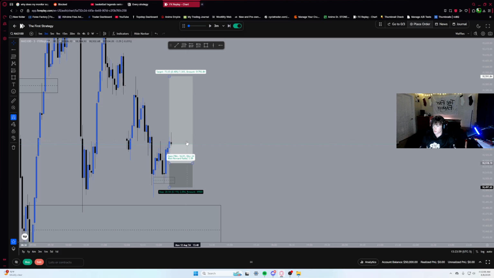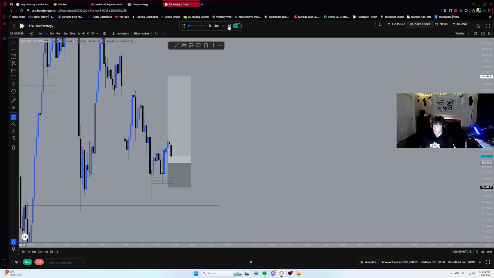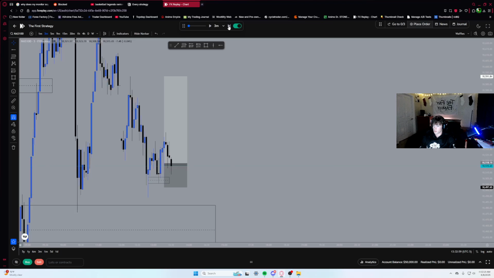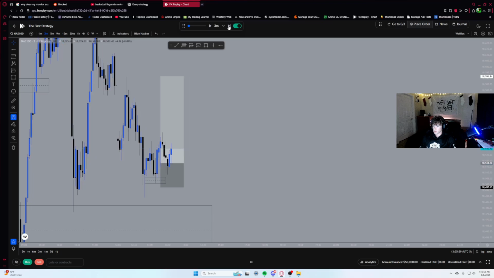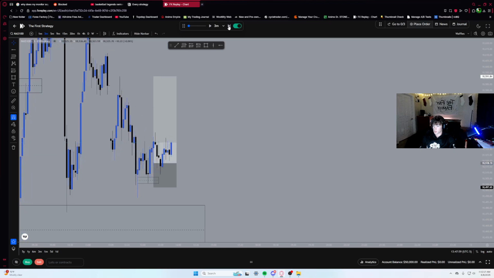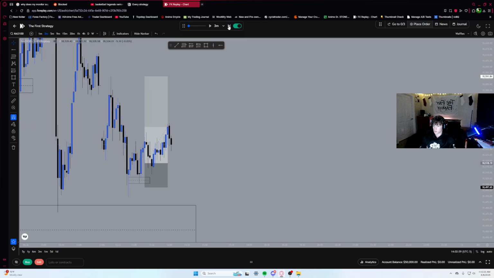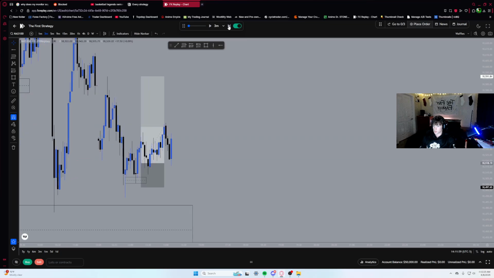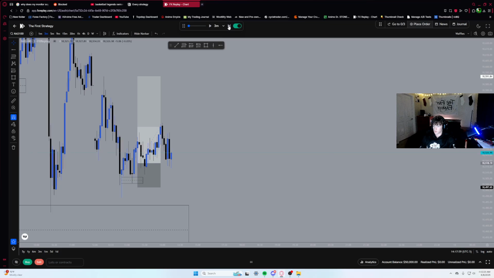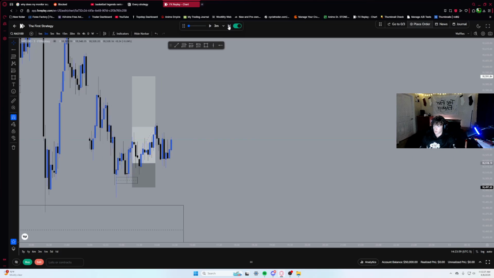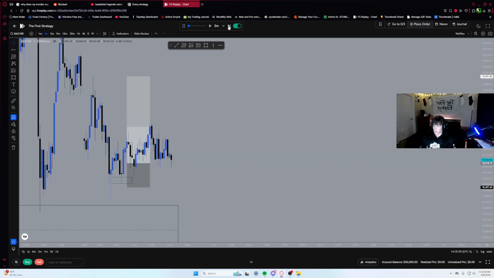Failed to break structure on the 3 minute. Swept highs. Break even. Liquidity sweep. Failed to make another higher high. Break structure. Retracing to break even. Failed to make a higher high. Failed to make another higher high again.